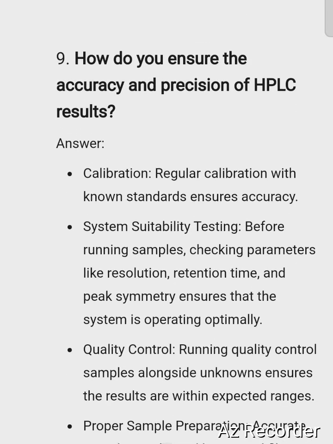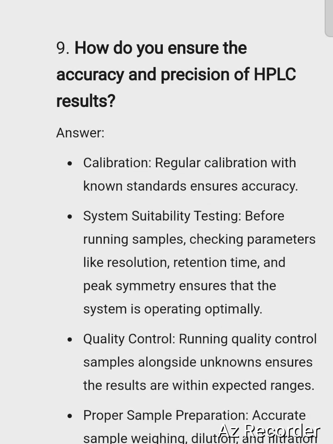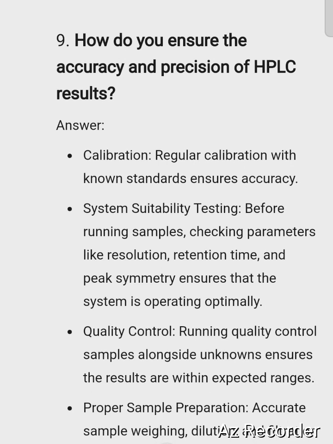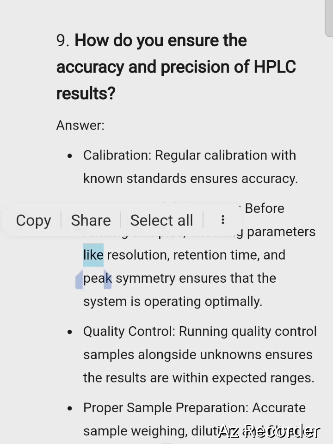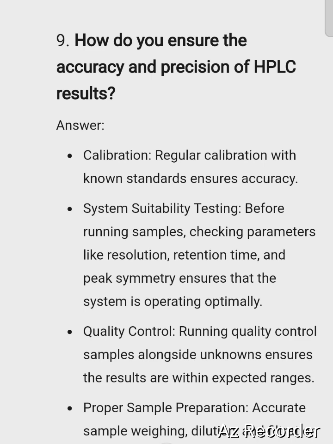Now the next question: how do you ensure the accuracy and precision of HPLC results? Regular calibration with known standards ensures accuracy. Means you are getting the same area for that particular standard, so that will confirm your accuracy. And system suitability testing before running a sample, which checks resolution, retention time, and peak symmetry, ensures that the system is operating optimally. Means when you are starting your analysis, before that you can inject an SST. That will be better to identify whether the system is okay with RT or area, everything.